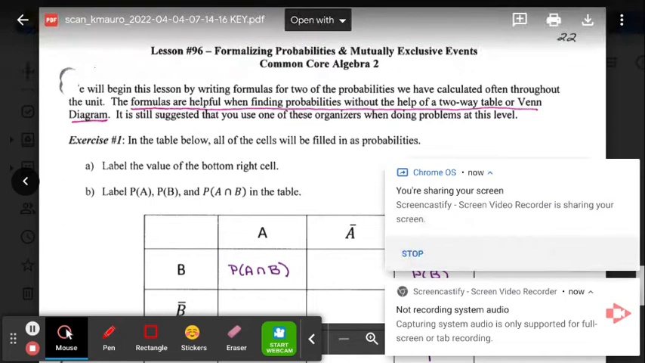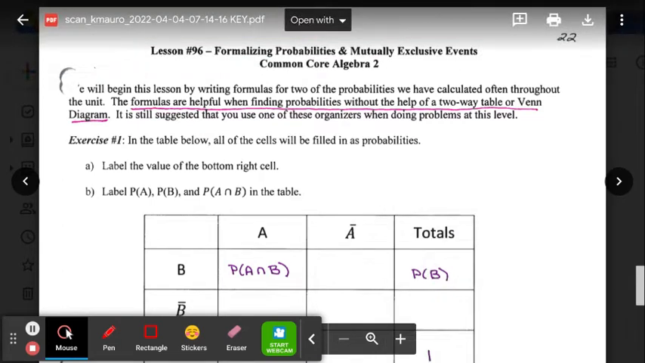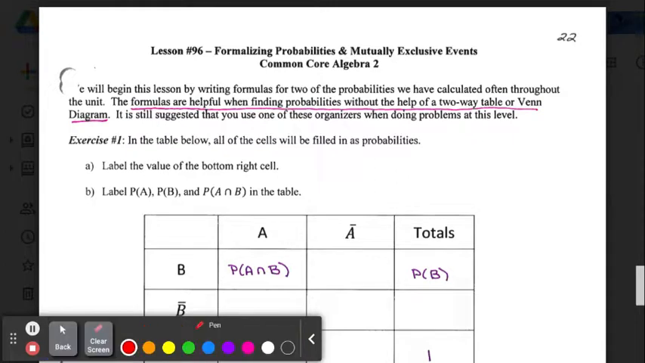So today we are working on our last lesson of this packet. It's lesson 96, and we are formalizing probabilities and looking at something else called mutually exclusive events. Up until now, we've been working a lot with two-way frequency tables. You can see I underlined here, formulas can be helpful when you don't have a frequency table or a Venn diagram. If you know the formula, it just really makes things faster and more streamlined.